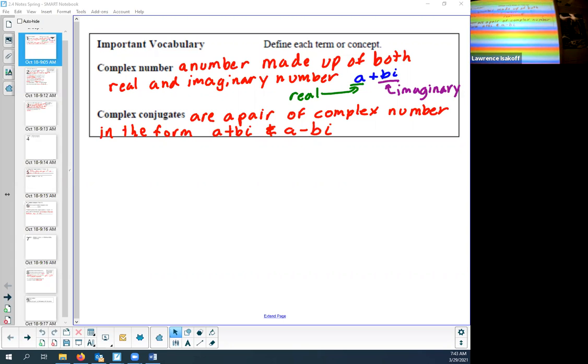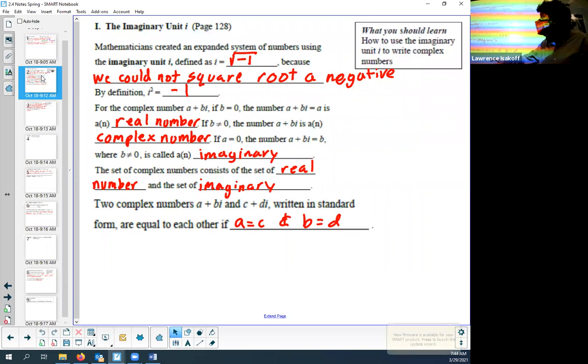So some more vocabulary. Oh, I did not plug in. Send to my smartboard. Give me 1 second. There we go. Should respond soon.